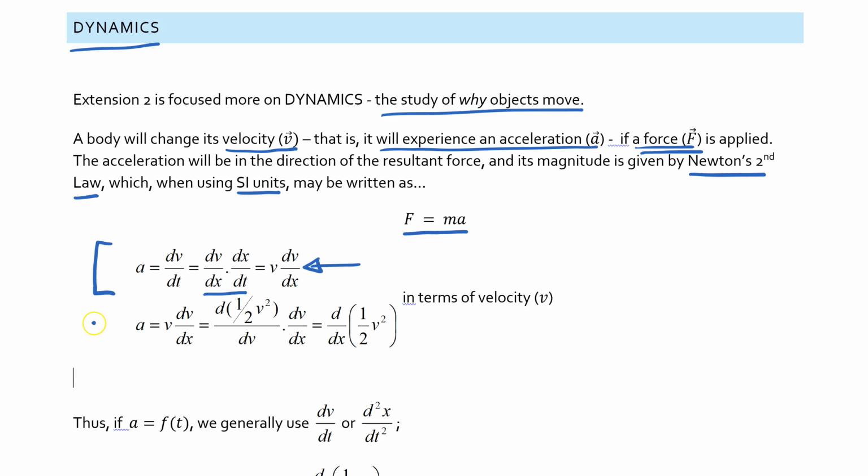We could also take this expression v dv dx and we could rewrite v dv as d dv of a half v squared. And the purpose of doing that is that if we then look at our chain rule, these will cancel out, so we get that a is d dx of a half v squared, which gives us the ability to work with expressions for acceleration which are functions of x.